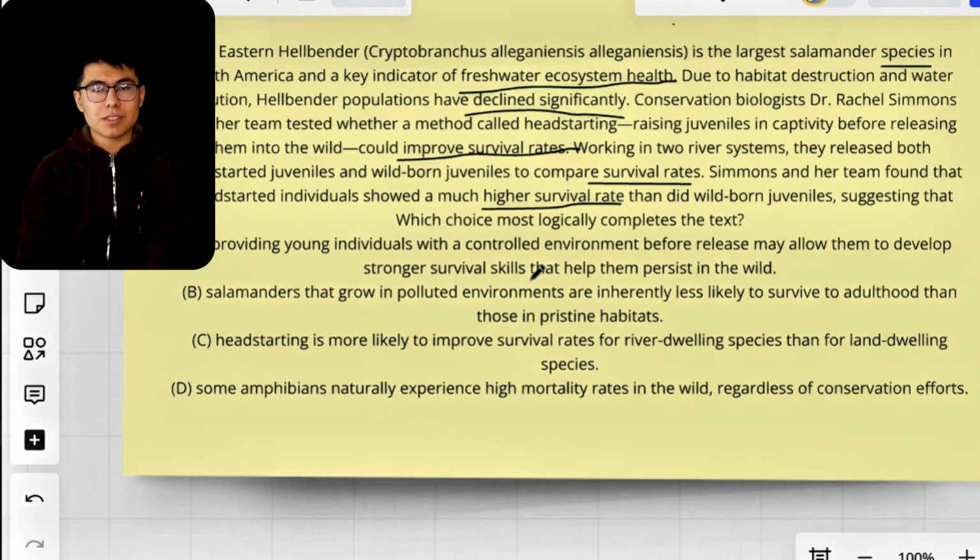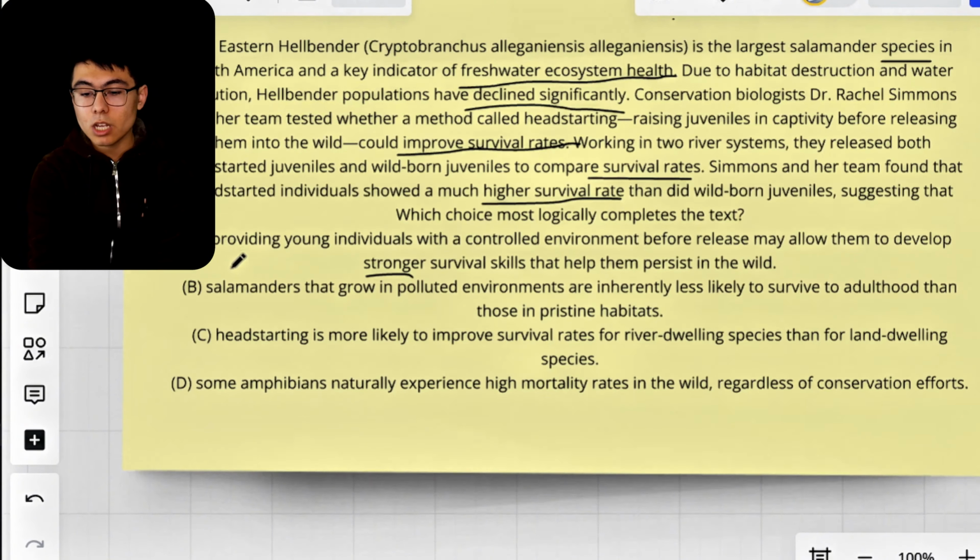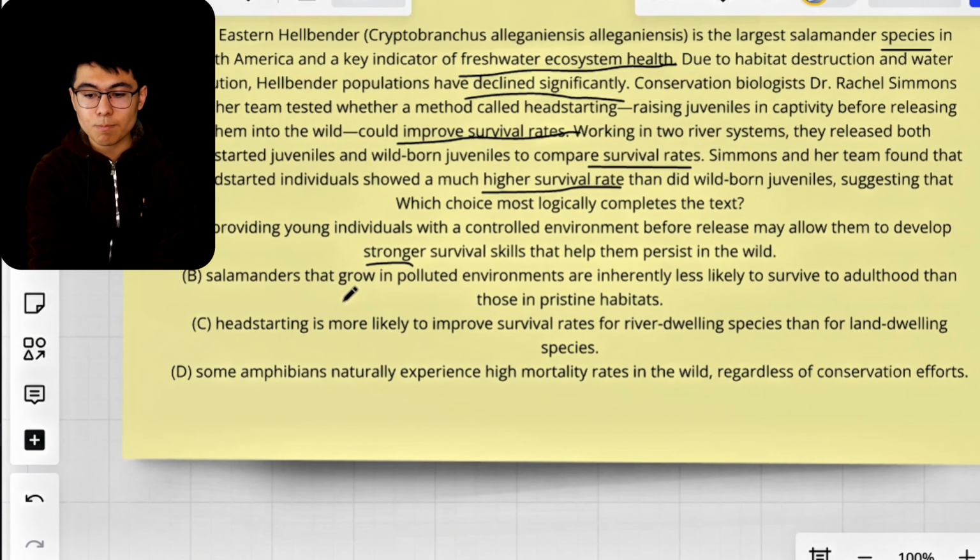Yeah, it supports that idea, which is head starting improves survival and says stronger survival skills. Yep. So I guess we can keep choice A for now. Choice B, salamanders that grow in polluted environments are inherently less likely to survive to adulthood than those in pristine habitats. Well, this discusses pollution, but the experiment focuses on head starting, not environmental conditions here. That's why B is wrong.